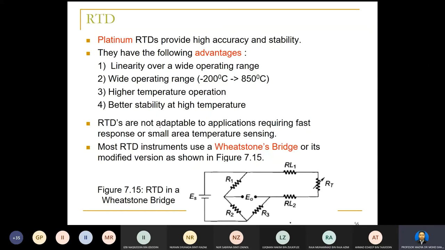The RTD is not adaptable to applications requiring fast response and small area temperature sensing. You can see the disadvantages of the RTD: it has a slow response. That's why if our system needs a fast response, we cannot use the RTD, because it is not suitable for fast response. It is also not suitable for small area temperature sensing, for example a small storage box. The RTD is not suitable there.